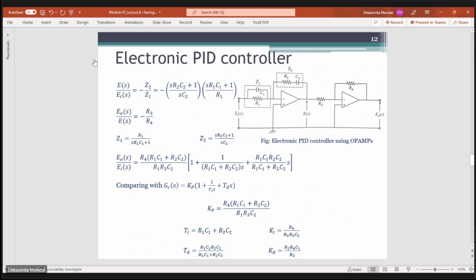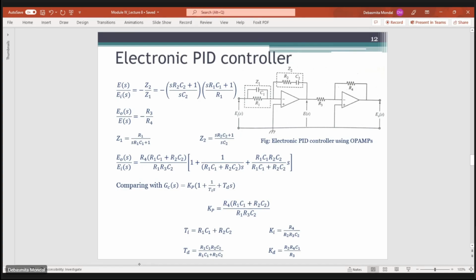Okay, so now let's try to design an electronic PID controller. A PID controller means it has a proportional part, a derivative part, as well as an integral part. The proportional part would be nothing but a simple amplifier. The derivative part, derivative means there is an S in the numerator, so that would be nothing but a high pass filter, and corresponding to the integral part, that is the 1 by S part, that will be nothing but a low pass filter.